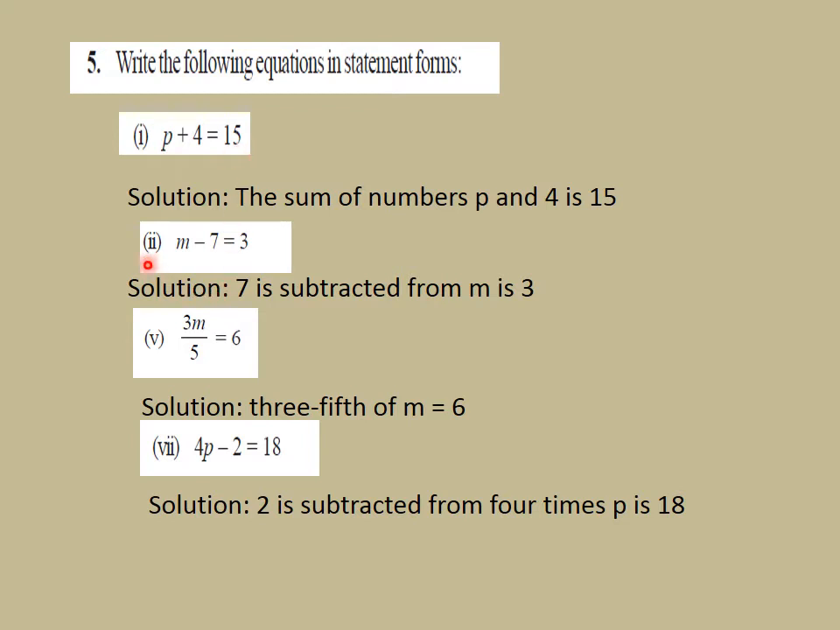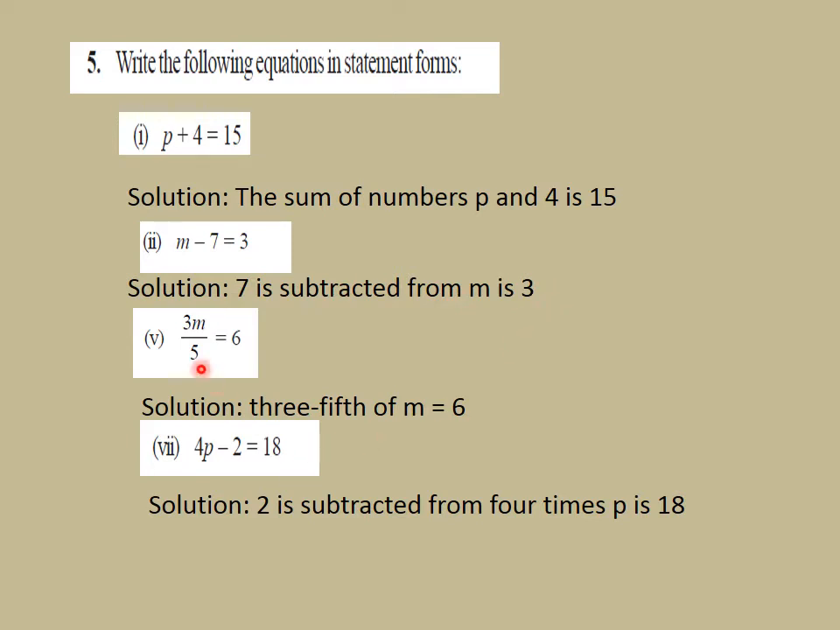Now let us see the second question. m minus 7 is equal to 3. So how do you write? The answer is 7 is subtracted from m. 7 is subtracted from m is 3. So the number first you have to write it as from m. 7 is subtracted from m is 3.